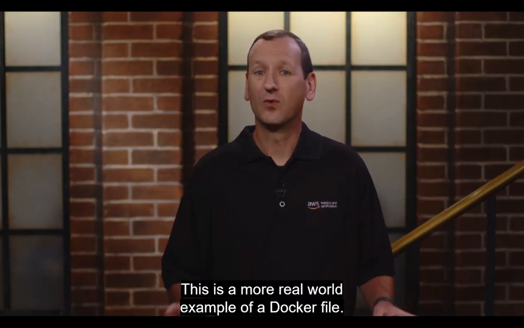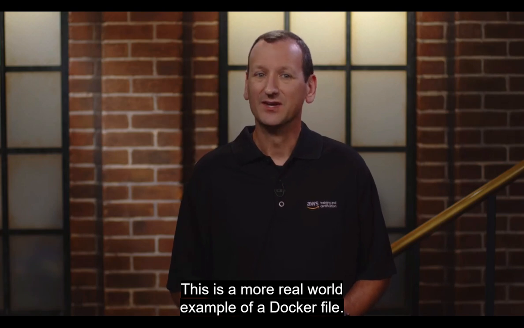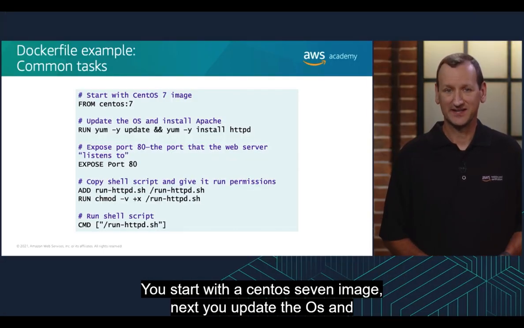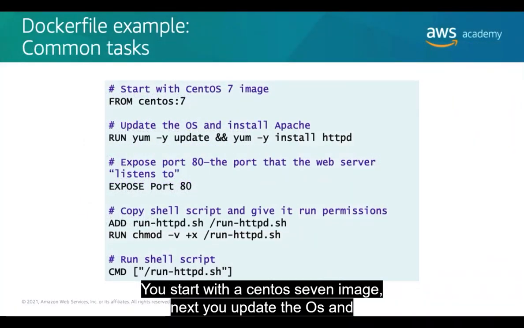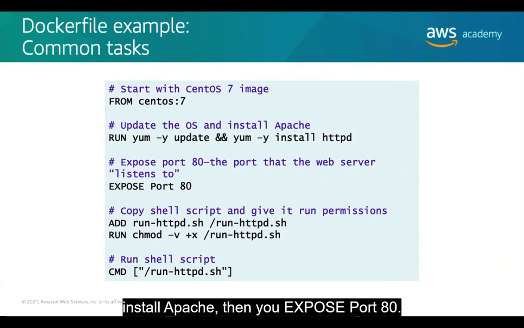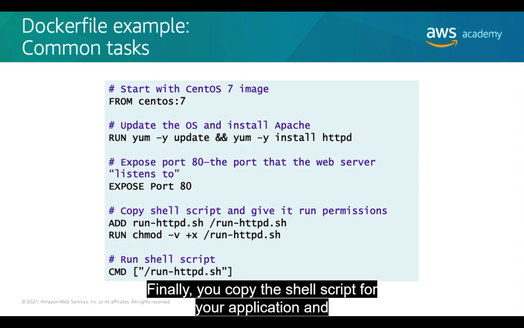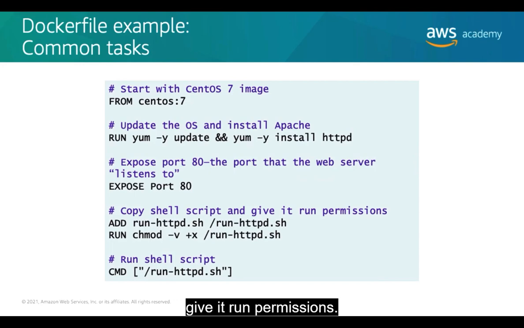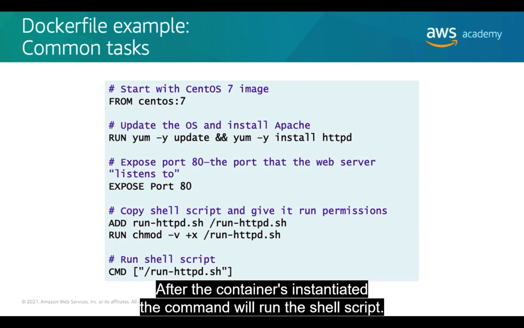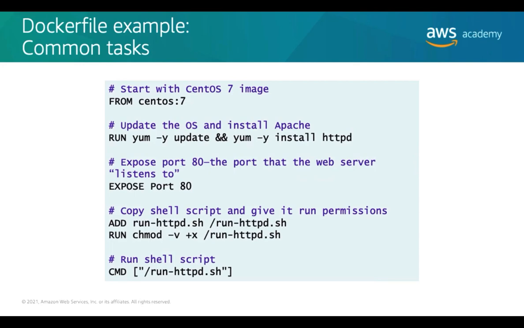This is a more real-world example of a Docker file. You start with a CentOS 7 image. Next, you update the OS and install Apache. Then you expose port 80. Finally, you copy the shell script for your application and give it run permissions. After the container is instantiated, the command will run the shell script.